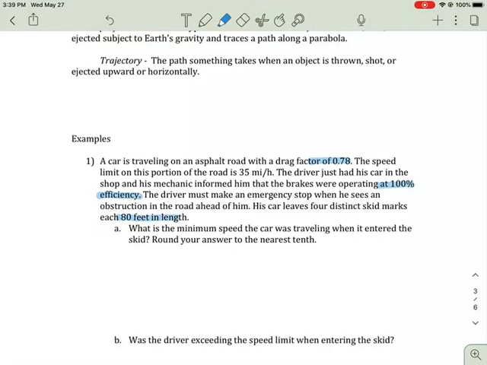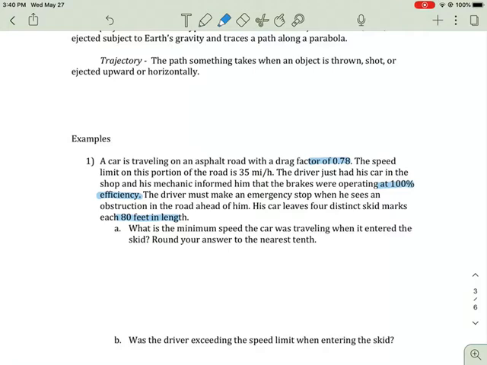Now, we're very fortunate in this problem that each length is 80 feet long. If they were not all the same, we would want to take the average of the lengths. There are going to be 4 skid marks, 1 for each tire. So if they're all different, you're going to want to add them up and divide by 4 to figure out what your average length is. So that's what we use if it's not all the same.